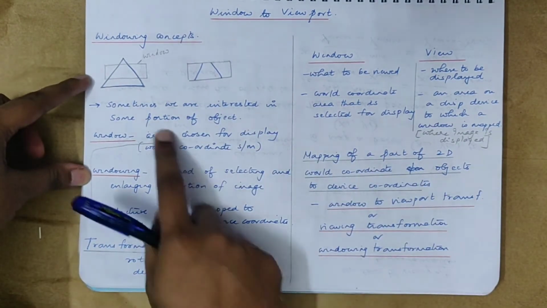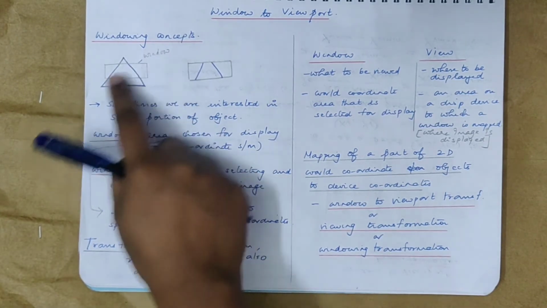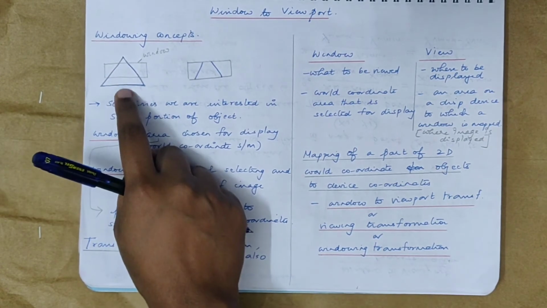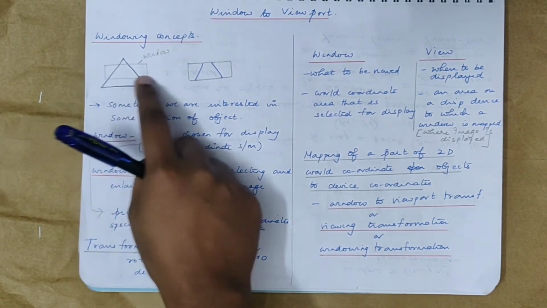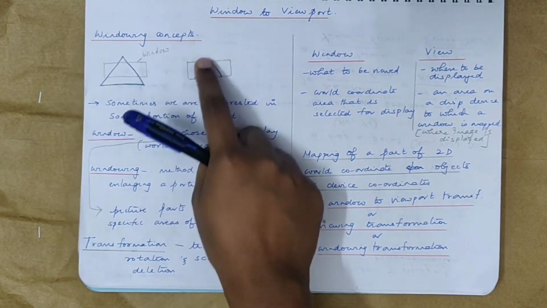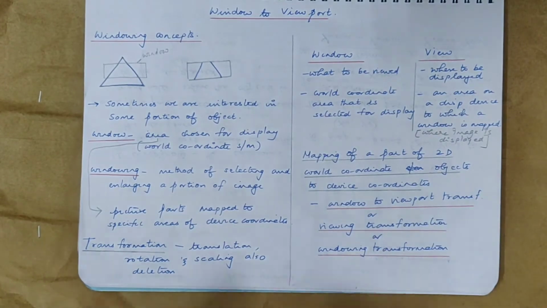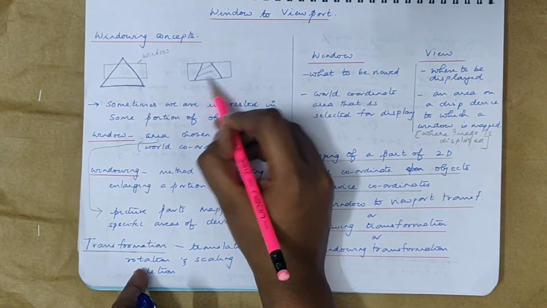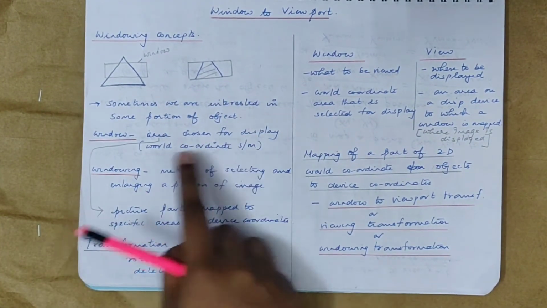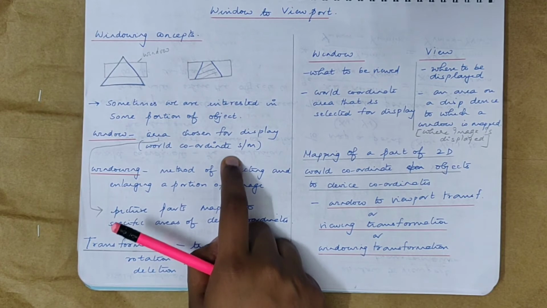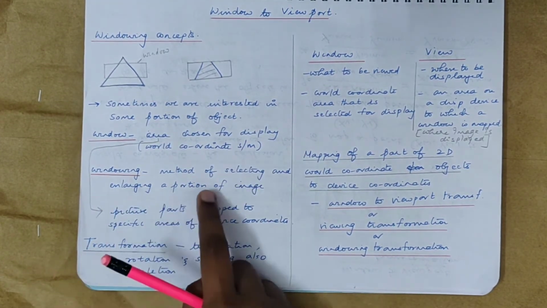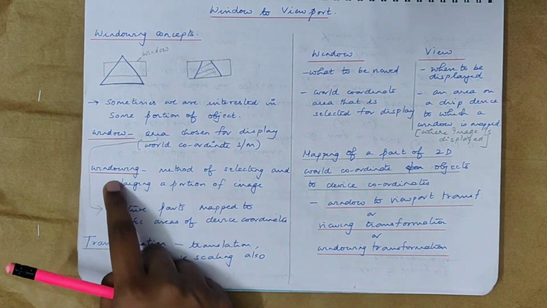So as we said, suppose there is an object, a rectangle like this. Suppose you are interested in only a portion of the object. That portion we define using a window. So I am interested only in this part of the object. So you define it using a window. So window is nothing but the area chosen for display in the world coordinate system. And what is meant by windowing is the method of selecting and enlarging a portion of an image. That you call windowing.